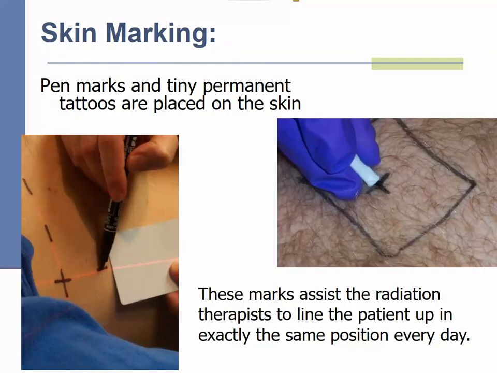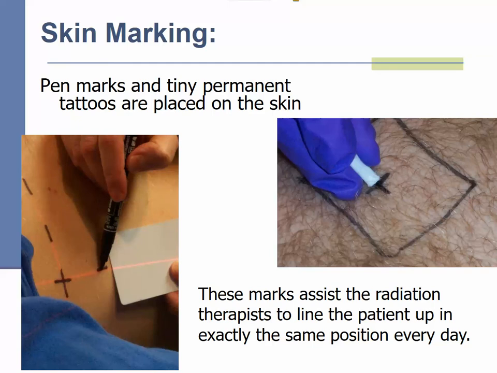As part of the CT simulation process, we do put pen marks on the patient's skin, which you can see on the left here. And at the end of the simulation, we do need to put some permanent marks using a tattoo on the patient's skin. The pen marks are going to wash away after the patient leaves for CT sim, and we do need a permanent mark in order to get the patient lined up in the same position every day for their daily treatment. So this is just an example of our CT tattoo process.